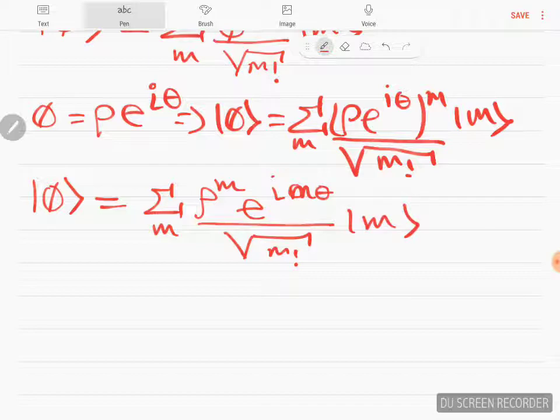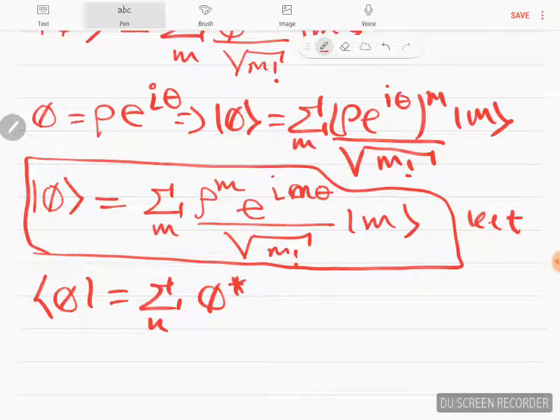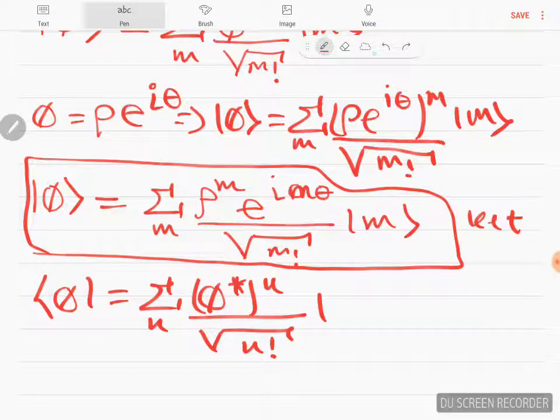Now, important question. This is the ket, and what's the bra? This thing here is the ket, the coherent state ket. Let's do the bra. So the bra is just the complex conjugate. We'll use a different summation index n, and it will be phi star to the power of n divided by the square root of n factorial, times the bra n.